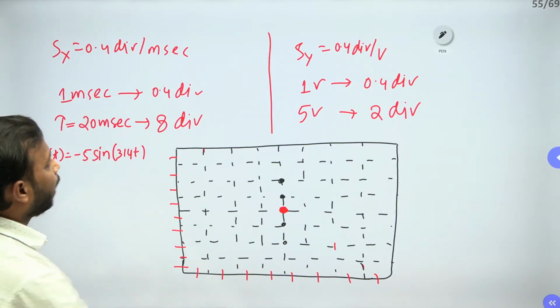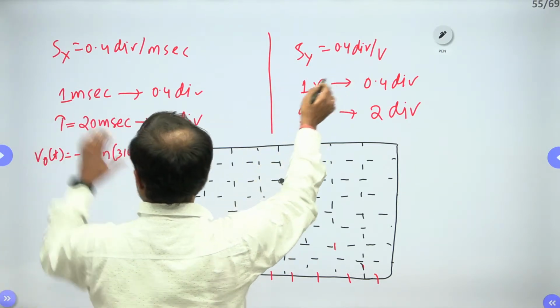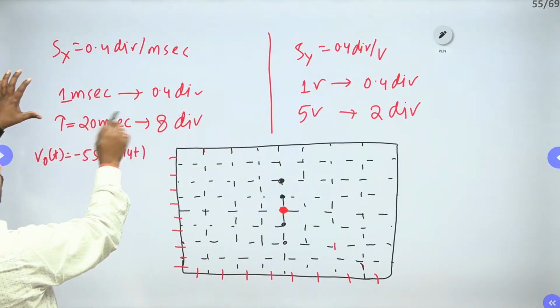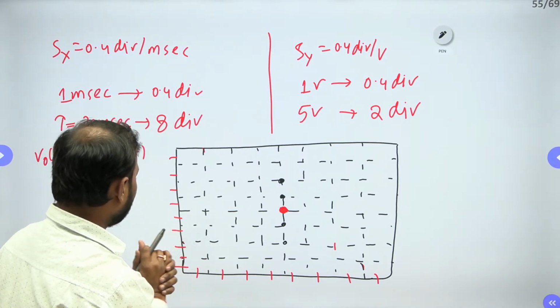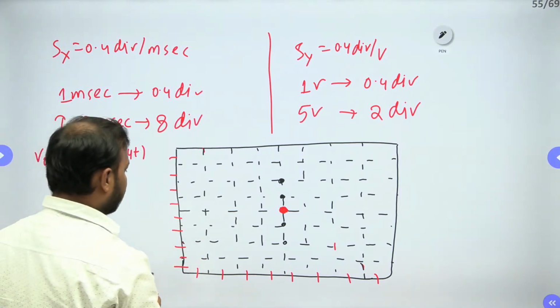Alright. And your time period is what here? We have calculated your time period is 8 divisions. It will take 8 divisions. So, how is it going to start? Your diagram will be like this.